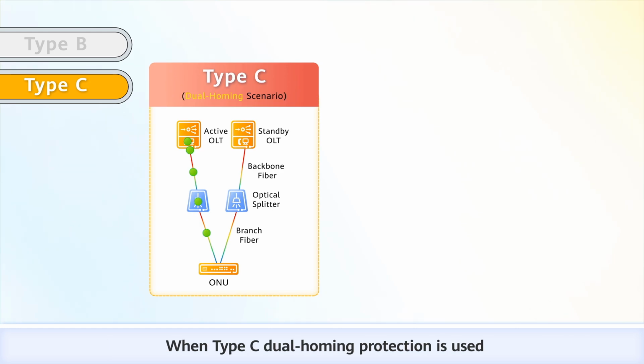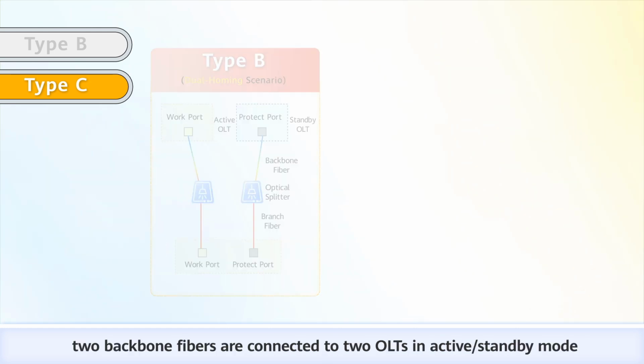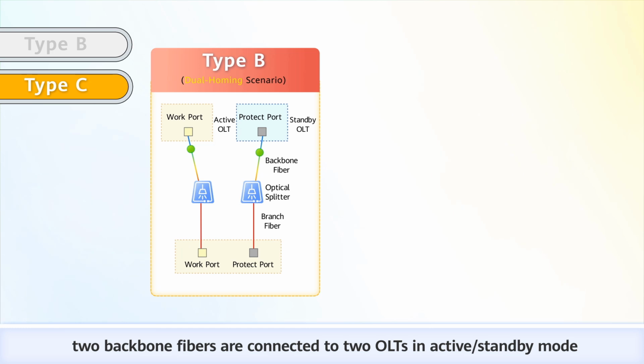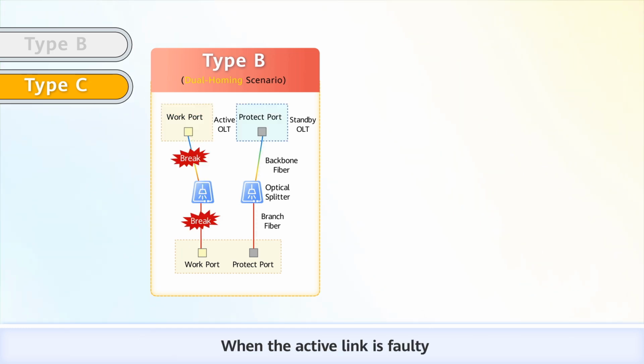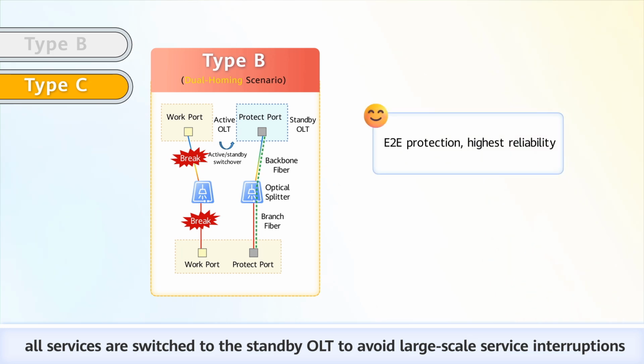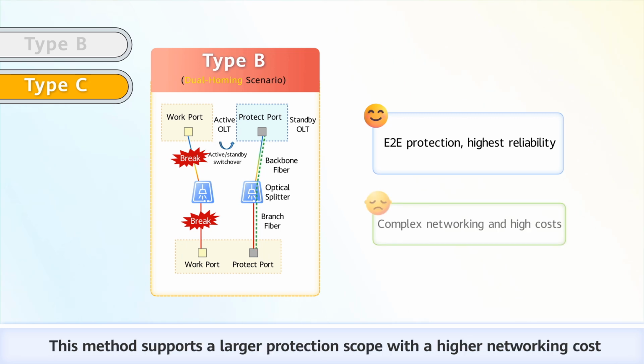When Type C dual homing protection is used, two backbone fibers are connected to two OLTs in active or standby mode. When the active link is faulty, all services are switched to the standby OLT to avoid large-scale service interruptions. This method supports a larger protection scope with a higher networking cost.